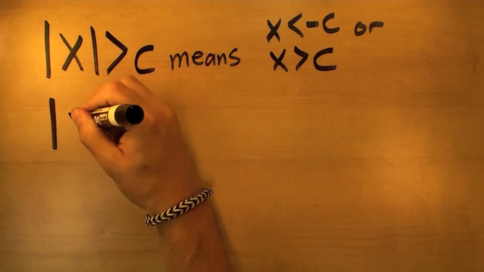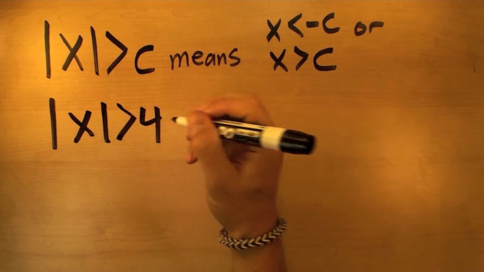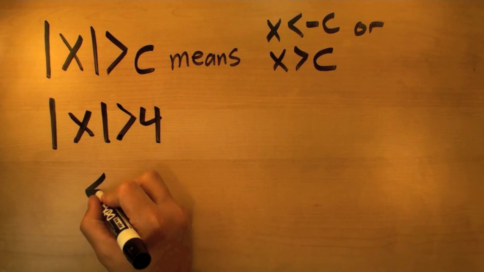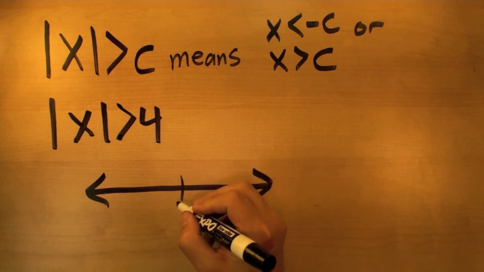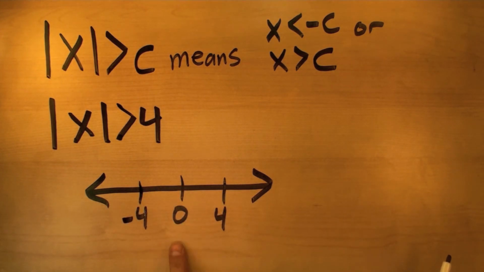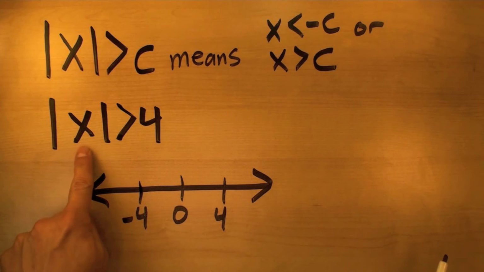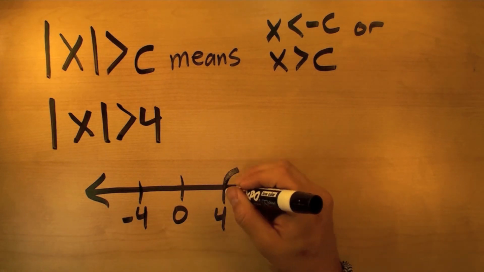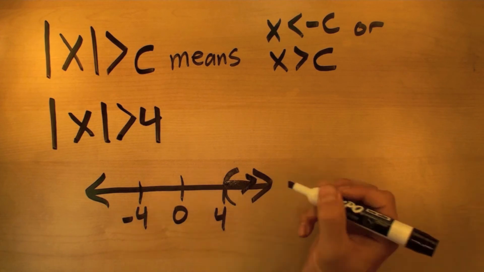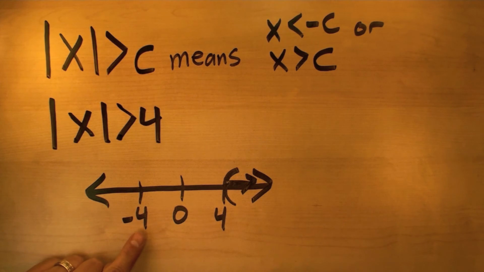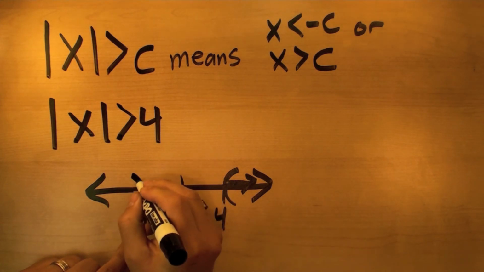So when we have the absolute value of x is greater than 4, well, we can think about what this means on the number line. We've got 0, 4, and negative 4. Well, things that have a distance from 0 that's greater than 4, well, that's going to be everything on this side of the number 4. So everything going this way. And then also everything on this side of negative 4, that has a distance from 0 that is greater than 4. So we're going to include all those values.